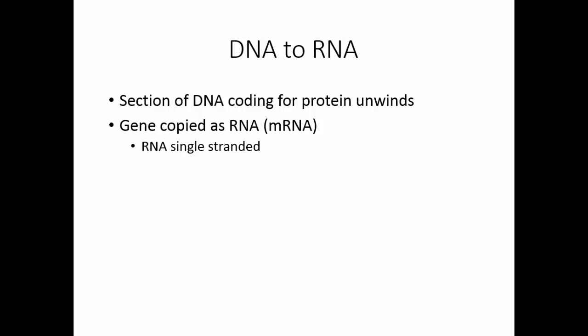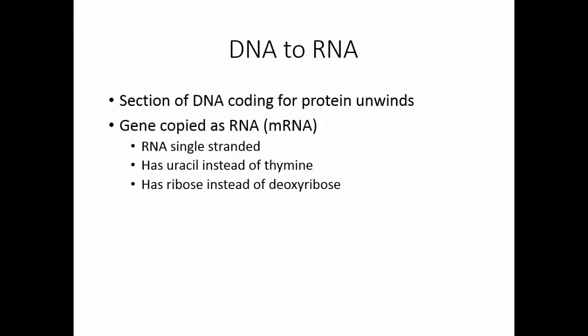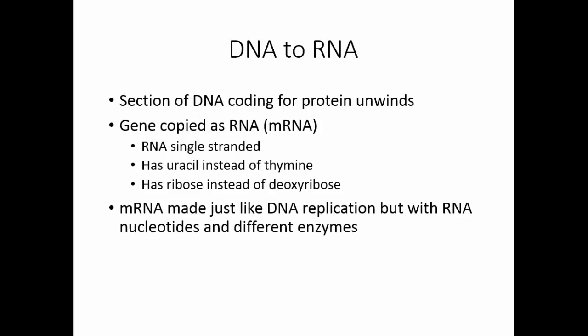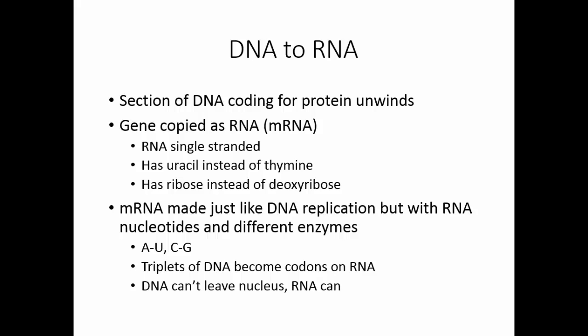You'll remember that RNA is single-stranded, and instead of thymine, it has uracil. Also, its 5-carbon sugar is ribose and not deoxyribose. When we make messenger RNA, we do it just like we did DNA replication, but we use RNA nucleotides, and of course there are some different enzymes involved. Here the complementary base pairing is adenine with uracil. Uracil replaces thymine. Cytosine still pairs with guanine. The triplets of DNA, when they are transferred to RNA, start being called codons. Since DNA can't leave the nucleus, RNA can. This is how we're going to get the information to the ribosome.